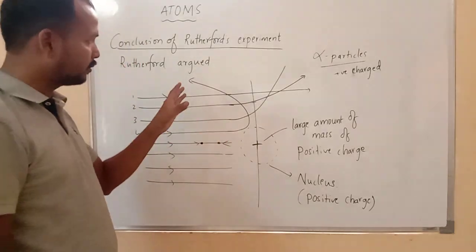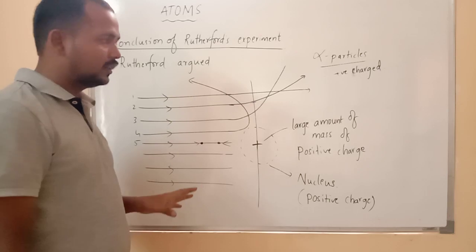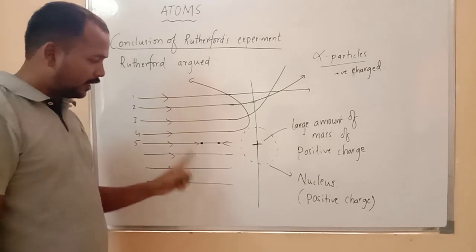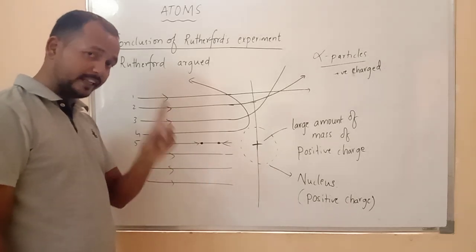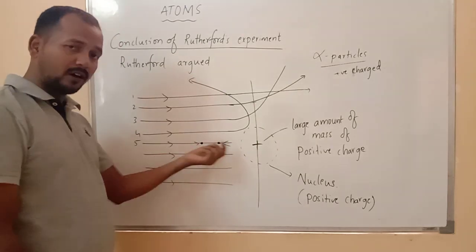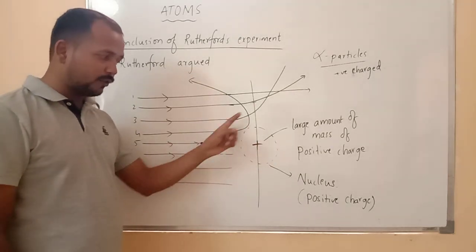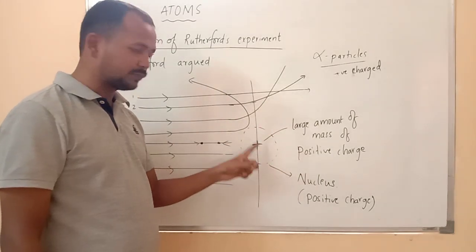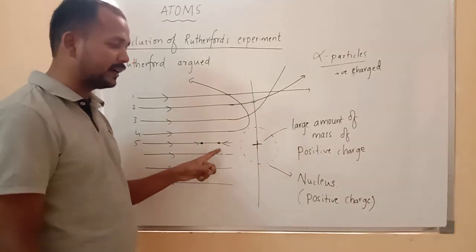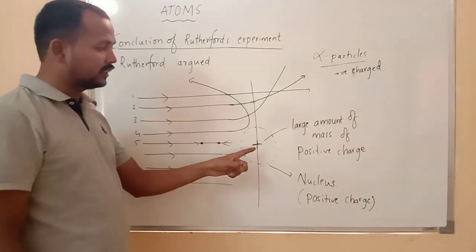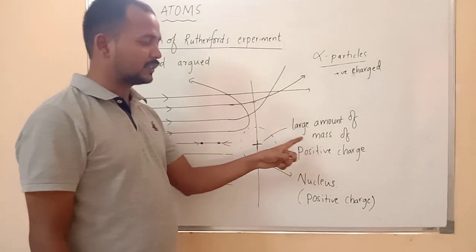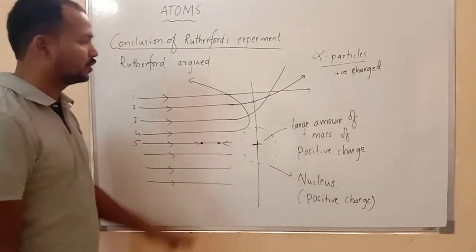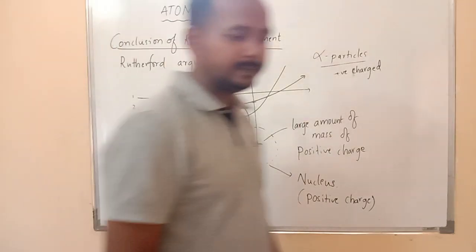If you didn't understand, I'll explain once more in a few short sentences. Conclusion of the Rutherford experiment: Rutherford argued that if one alpha particle in 20,000 is reflected back or repelled back in the same path, then at the point of incidence there must be a very large amount of positive charge and mass. Only then will this alpha particle be repelled back. This central part, with a large amount of mass and positive charge, is called the nucleus. This is the conclusion of the Rutherford experiment.